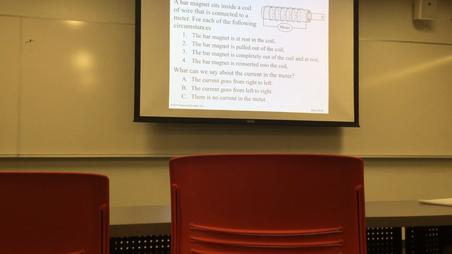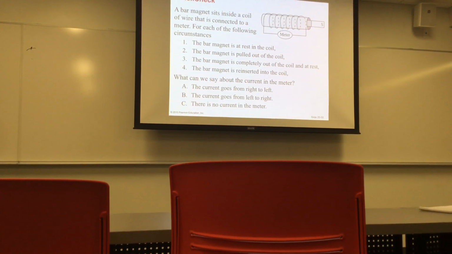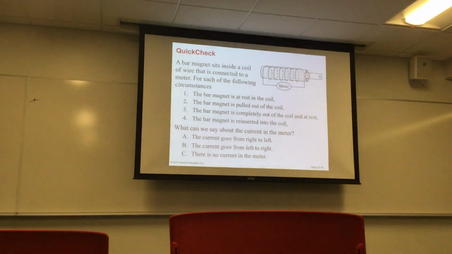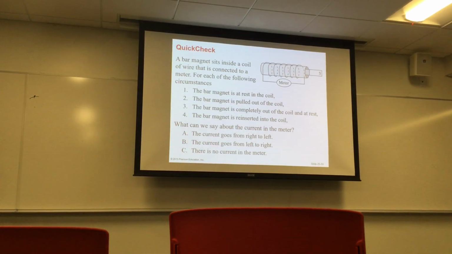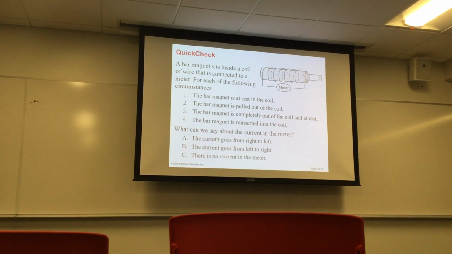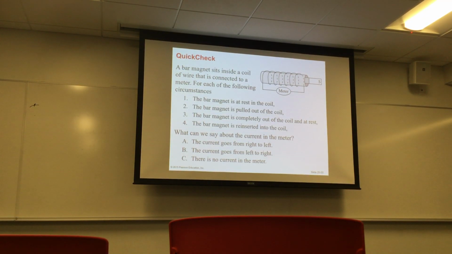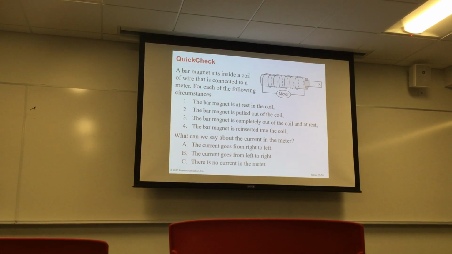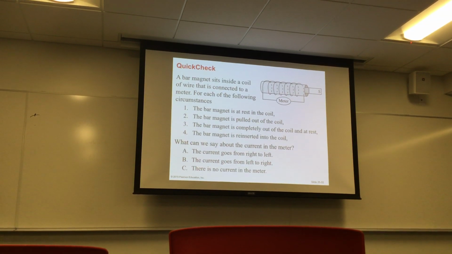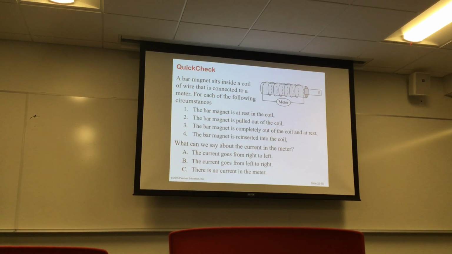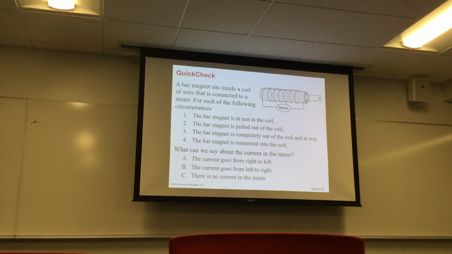Quick check. A bar magnet sits inside a coil that is connected to a meter of some sort. For which of the following circumstances, what can you say about the current in the meter? The bar magnet is at rest in the coil. Is it current to the left, to the right, or no current in the meter? No current, that's right. The bar magnet is pulled out of the coil.